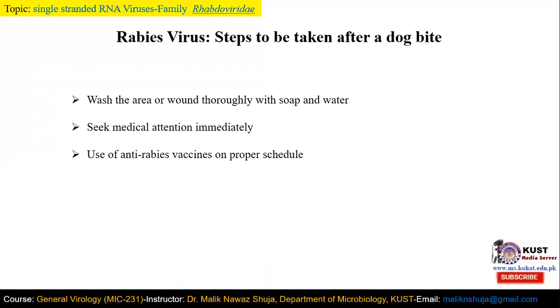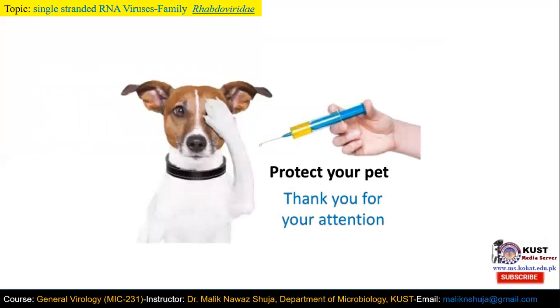There are certain steps which should be adopted that may be helpful in the prevention and spreading of rabies virus. Once a rabid dog bites a person, he must wash the area or the wound thoroughly with soap and water, followed by seeking medical attention immediately. In order to control the rabies virus, use anti-rabies vaccine on the proper schedule, which is available at the proper centers.